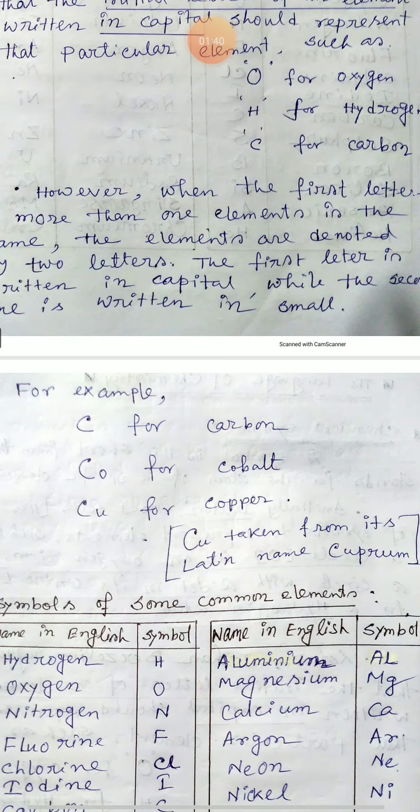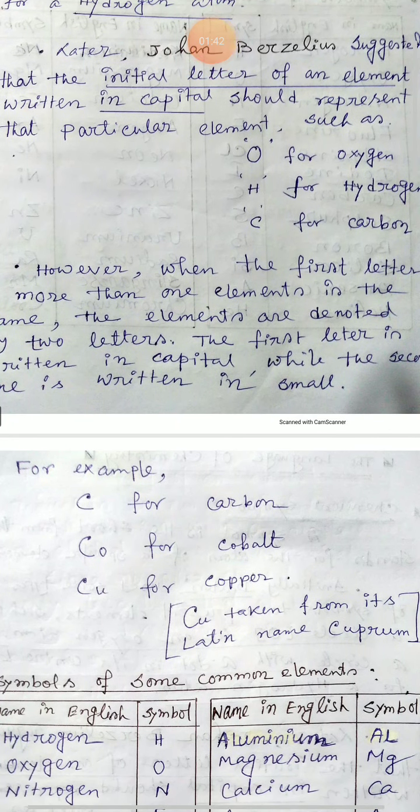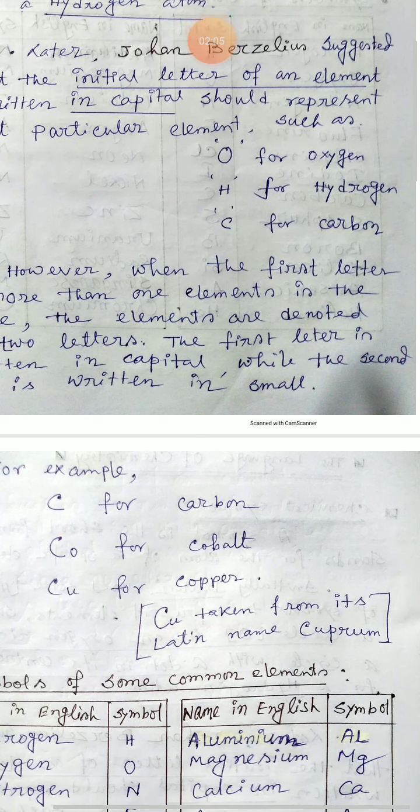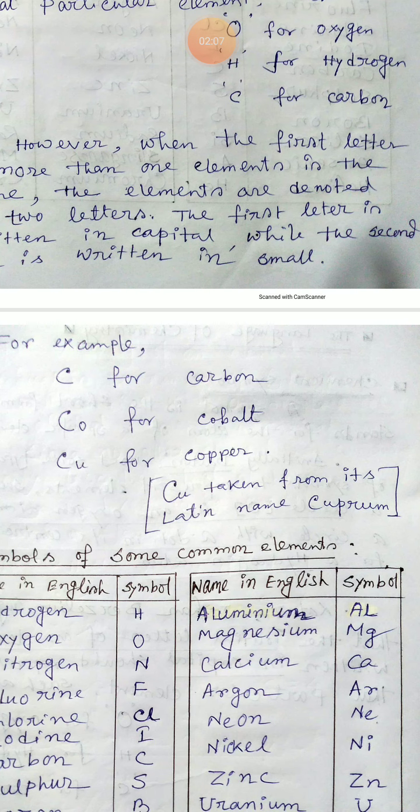For example, you can see here carbon, cobalt, and copper all start with C. That's why only C is used for carbon, but Co is used for cobalt, and Cu is used for copper, where Cu is taken from its Latin name cuprum.